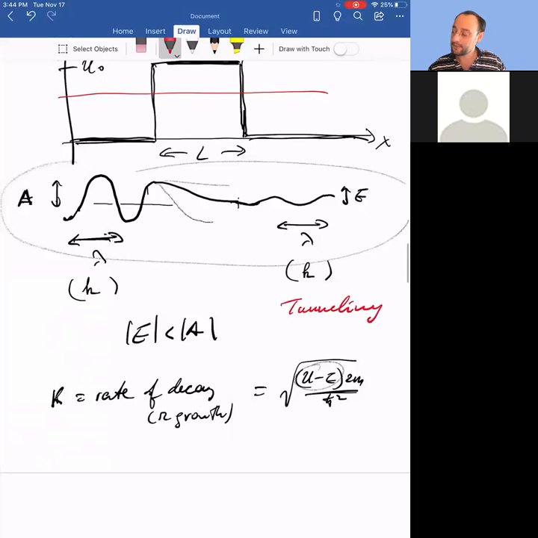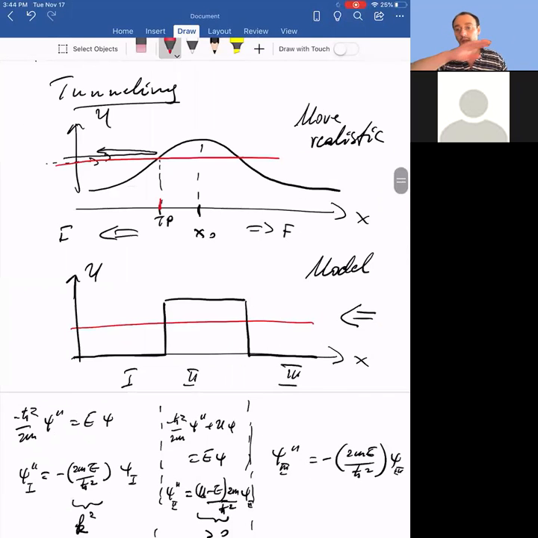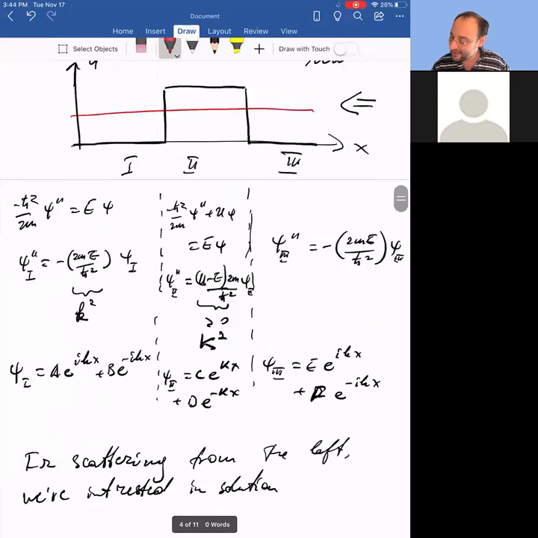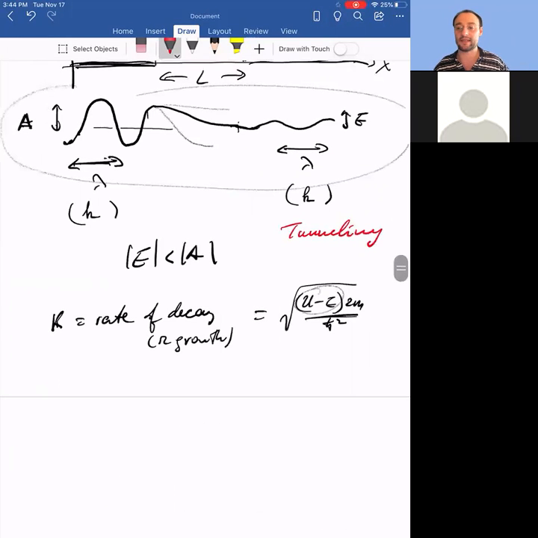Realistically, you have some kind of a smooth potential energy landscape. You probably will not be shooting a plane wave, you will be shooting a wave packet, and you probably will be doing this in 2D. But this captures the essence of the effect, that it's possible to have a transmission in a situation where classically you would not expect it. Classically, you would expect the transmission coefficient to be exactly 0, the reflection coefficient to be exactly 1.